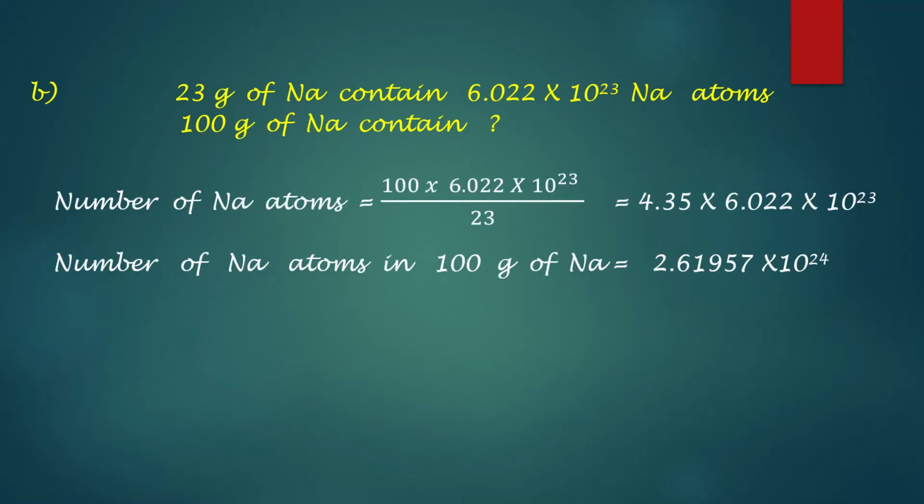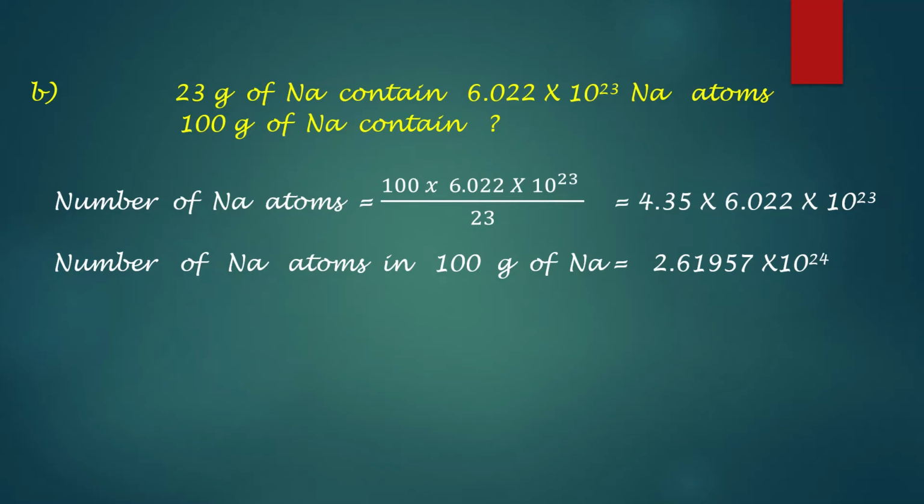So number of sodium atoms is equal to 100 into 6.022 into 10 power of 23 divided by 23. This is equal to 4.35 into 6.022 into 10 power of 23. Okay. Now here 4.35 is the number of moles of sodium that we have calculated in the first part of the problem. Now this number of moles 4.35 is multiplied with the Avogadro number 6.022 into 10 power of 23, which will give the number of sodium atoms present in 100 gram of sodium, that is equal to 2.61957 into 10 to the power of 24.